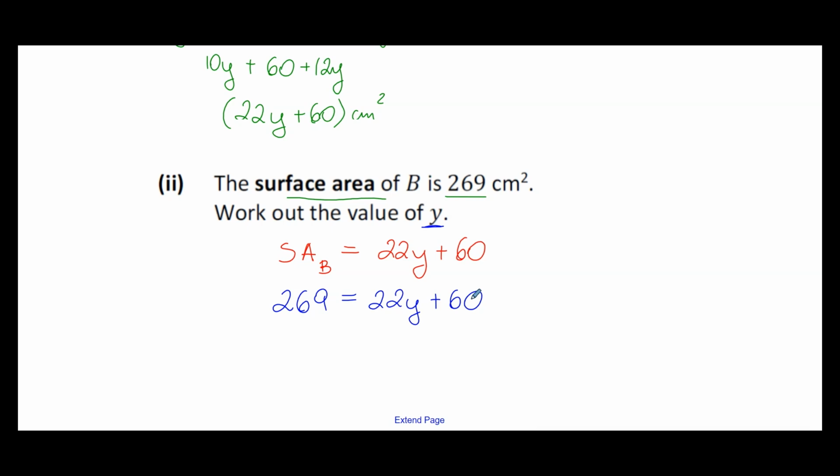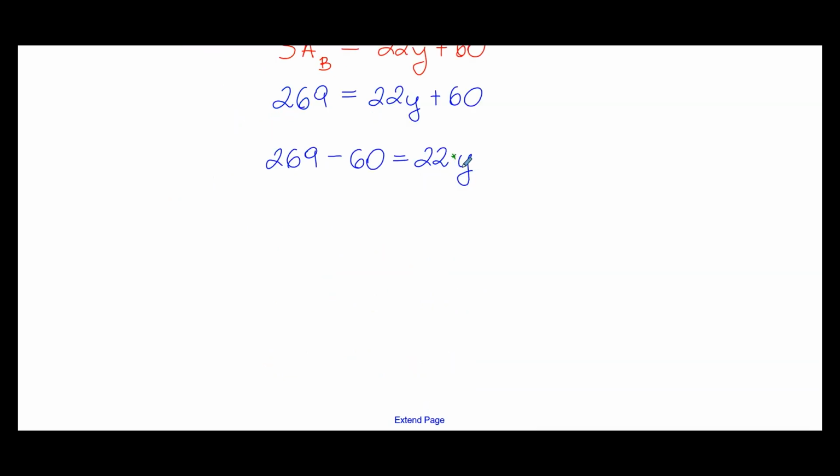How do I get rid of that 60? We take it to the other side of the equation and therefore change the sign. 269 is already here. When I take plus 60 to the other side, change the sign, minus 60. And then what I have left here is 22y. 22y means what? 22 multiplied by y. Now, I don't want 22 multiplied by y. I want the value of y. How do I get rid of that multiplication? By dividing, and therefore dividing both sides of the equation, because 22 divided by 22, that's 1. 1 multiplied by y is y. So we have only y on this side of the equation and then numbers on the other side.